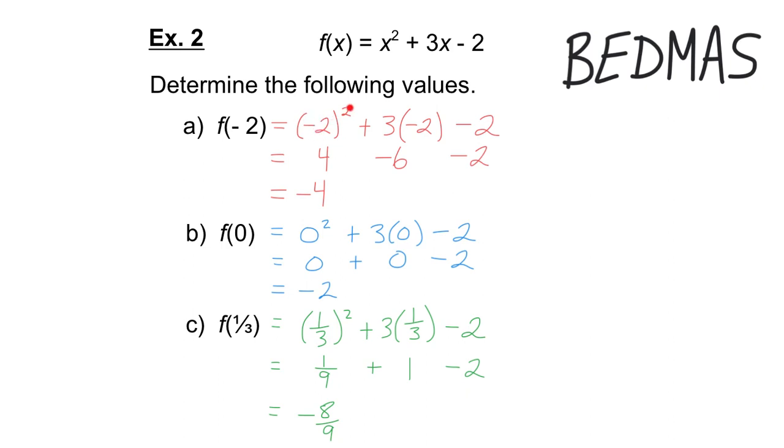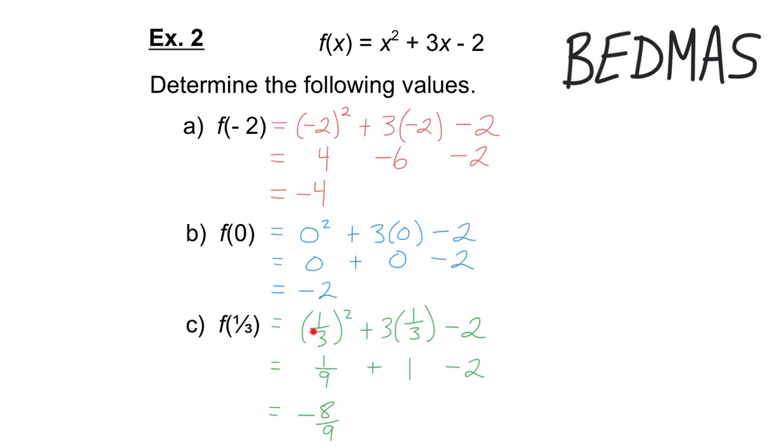Negative 2 squared means negative 2 times negative 2. That's 4. Positive 3 times negative 2 is negative 6. So 4 minus 6 minus 2, that ends up being minus 4. Now the input is 0, so change x to 0 and do the calculation. And the last one, x is 1/3.